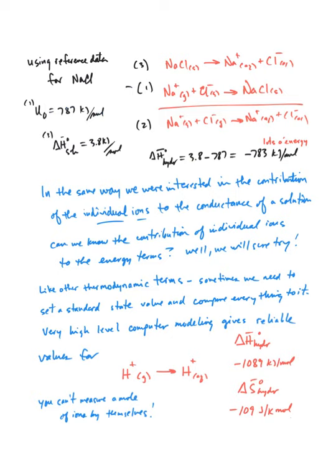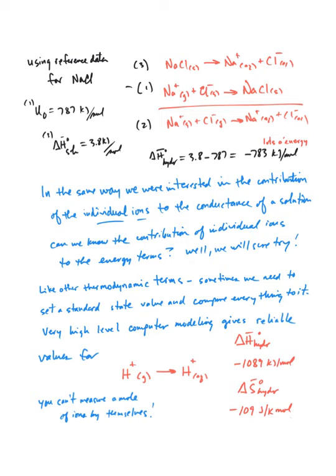Well, you use some reference data. Here I have some reference data for sodium chloride. The lattice energy is 787. That was process number 1. The enthalpy of solution was process number 3. That's 3.8 kilojoules per mole. You do Hess's law. You basically subtract equation 1 from equation 3, and you get equation 2. That's a lot of energy. So the delta H of hydration for 1 mole of sodium chloride is minus 783 kilojoules per mole.